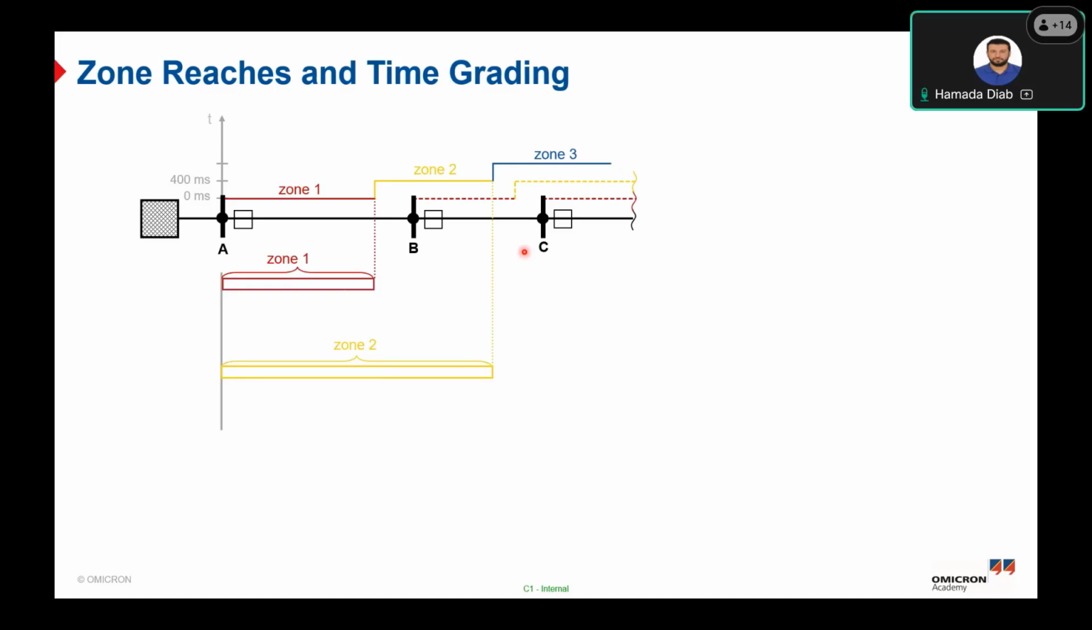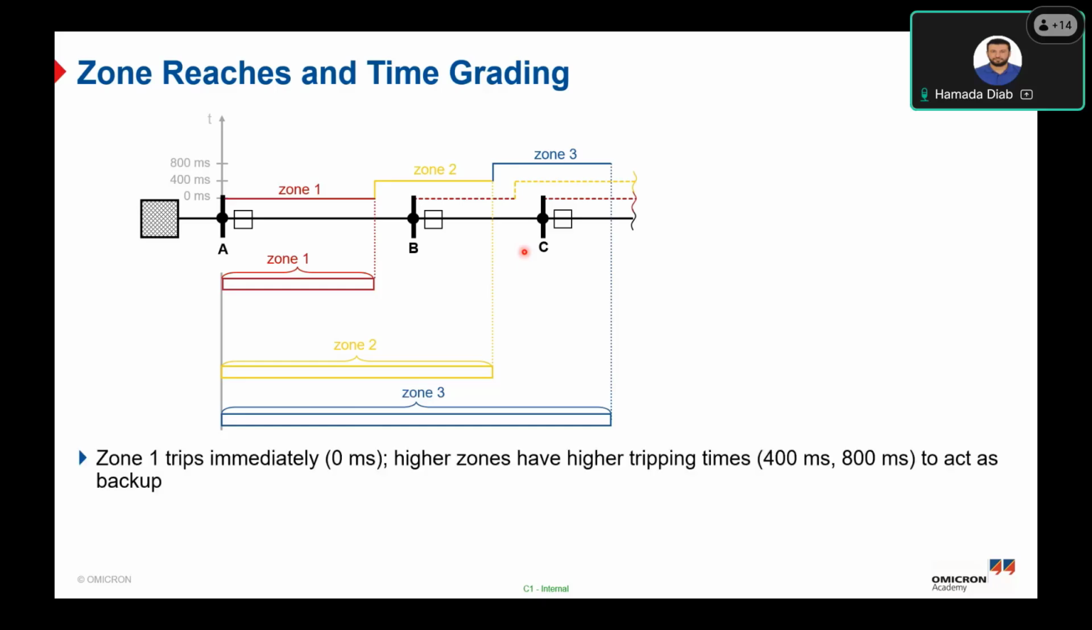Okay, so the main protection should trip firstly with instantaneous tripping, and zone 2 and zone 3 will be delayed by 400 milliseconds and 800 milliseconds respectively. Okay, so here is how to define the time grading between Z1, Z2, and Z3.